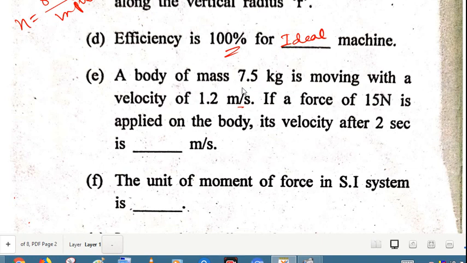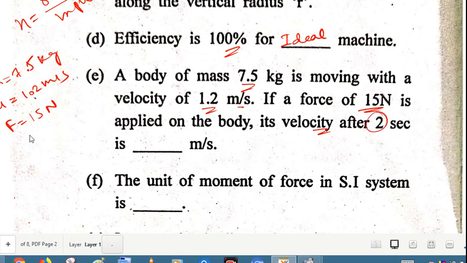Next question: a body of mass 7.5 kg is moving with a velocity of 1.2 meter per second. If a force of 15 Newton is applied on the body, its velocity after 2 seconds is equal to what? Basically they have given the mass 7.5 kg, the initial velocity 1.2 meter per second, the force applied 15 Newton, and the time 2 seconds, and they are asking for the final velocity v.